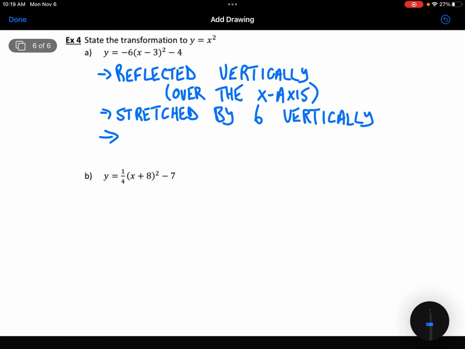Now, it doesn't matter if you go left and right or up and down first. This is right 3 and down 4. You could say it's translated right 3 units and down 4 units. If you're just saying that it's right 3, down 4, we will get the idea. So I want you to try that last one, and again, we'll take that up tomorrow.